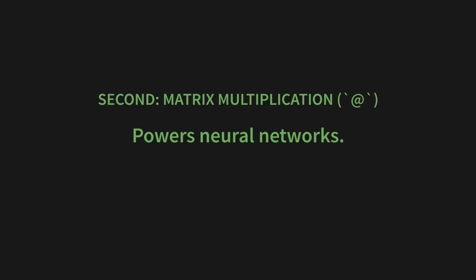Second, matrix multiplication, which uses the @ symbol. Now this is the one. This operation powers neural networks. The rule here comes straight from linear algebra. The number of columns in the first matrix must equal the number of rows in the second matrix. Let's see it in action.